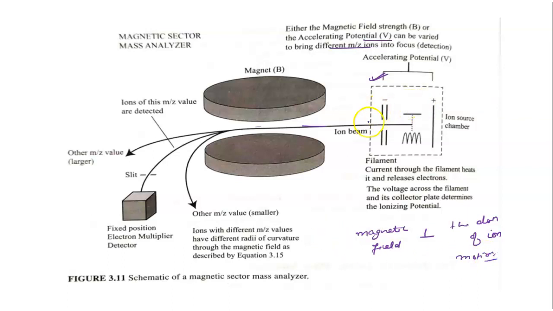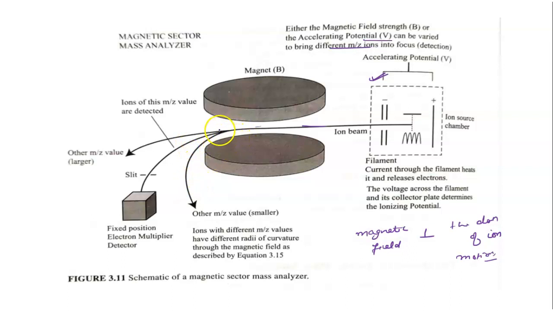See what is happening after passing through these two magnets. Your ions are getting deflected to different positions as per their mass by charge ratio. See, if you have lighter nuclei, what is happening, lighter nuclei are going to have more deflection.